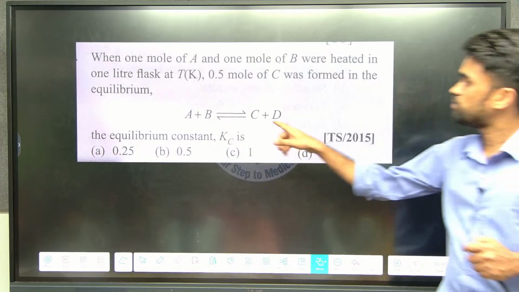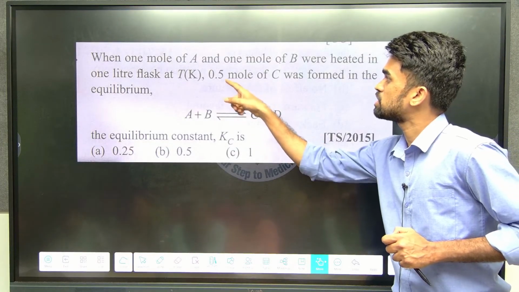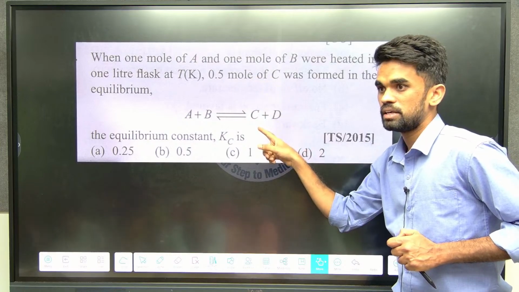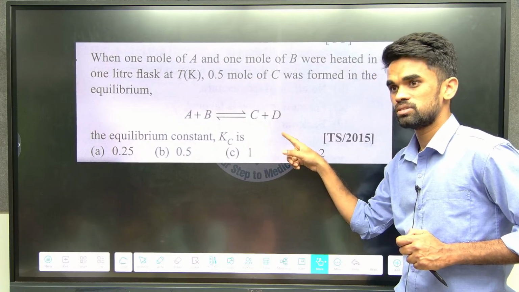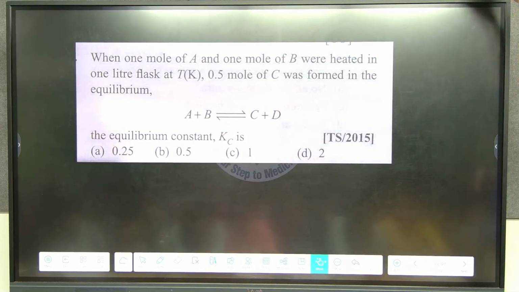See, if this is x, this is also x. At equilibrium, they are saying 0.5 moles of C is formed. It means this is also 0.5. Once try everyone. What is the answer? 1 is perfect. Very simple only, no?